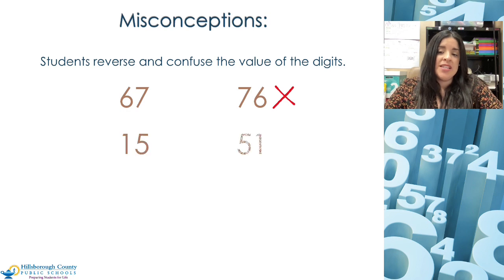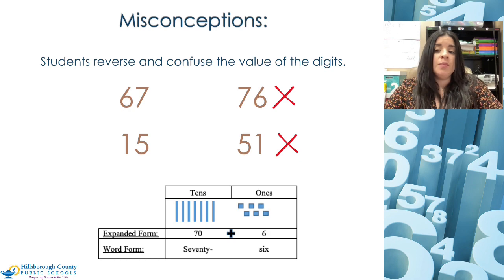One misconception is that students will reverse digits. And that happens until students solidify that the placement of the digits matters and that each place has its own value. What can help with this is using place value mats, tools, proportional and non-proportional. You can have students represent each two-digit number and compare how they represented each value.